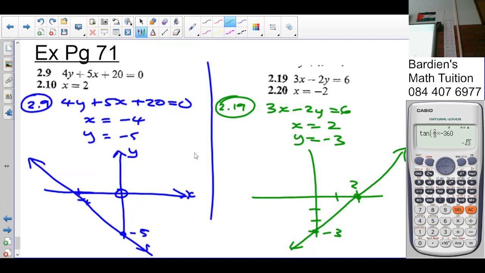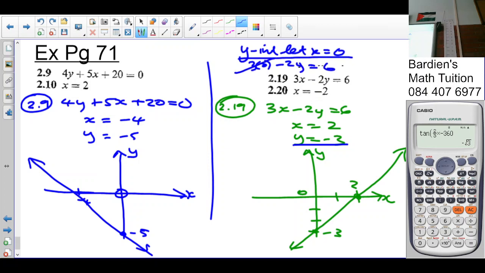Sorry? Not O, it's a 0, no? She's asking why is y minus 3. Because when we worked out our y-intercept, we let x equals 0, not O, 0. So 3 times 0 minus 2y is equal to 6. That's gone. So minus 2y is equal to 6, divided by negative 2 both sides. That's why y is equal to 3. Okay. Is it negative 3? Yeah, negative 3. Absolutely.